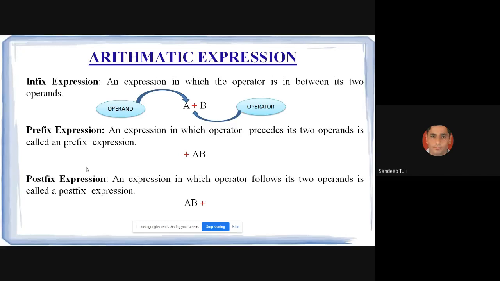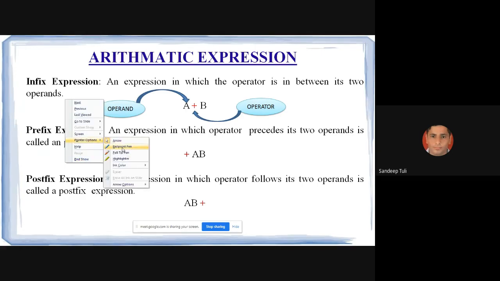In any programming language, expressions can be categorized in three different forms. First is infix form, second is prefix form, and third is postfix form. This is very well explained by the name only. Infix means in. You can use this word only: in. In means inside the two operands, between the two operands.